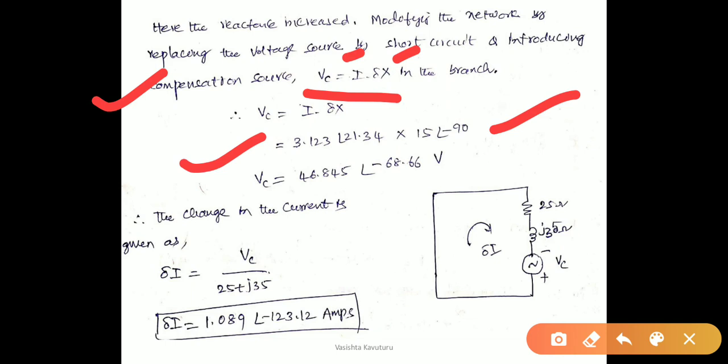After calculating the compensation voltage, we have to redraw the circuit by deactivating the sources in the given network, and also incorporating this compensation source in the network. So there is a deactivation of the given source and an incorporation of this compensation source, and the modified input reactance value is also shown here. So 25 ohm is the given resistance and J35 is the modified reactance here.